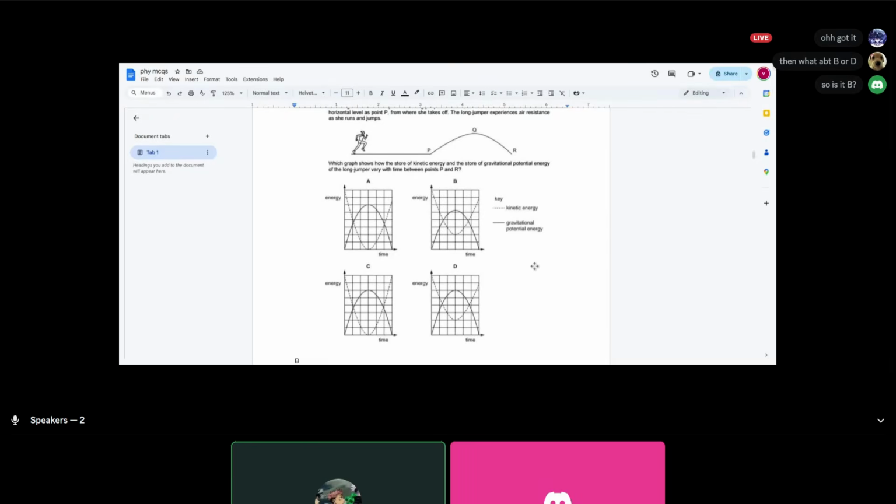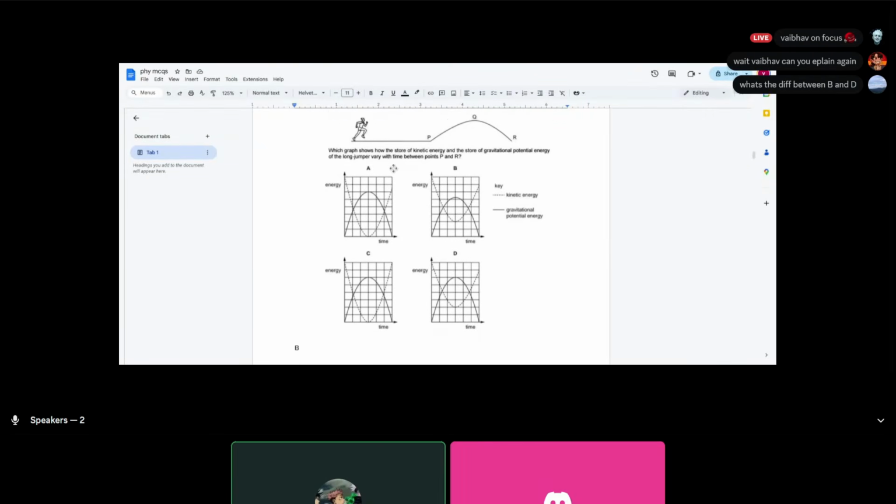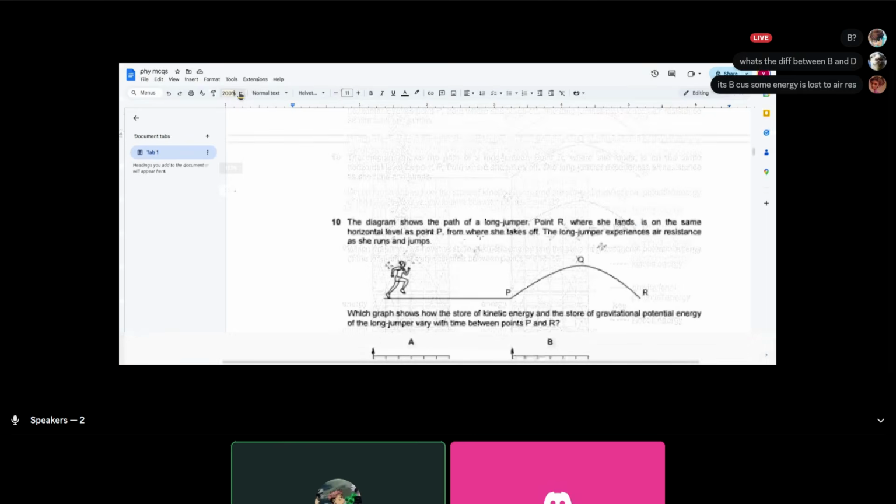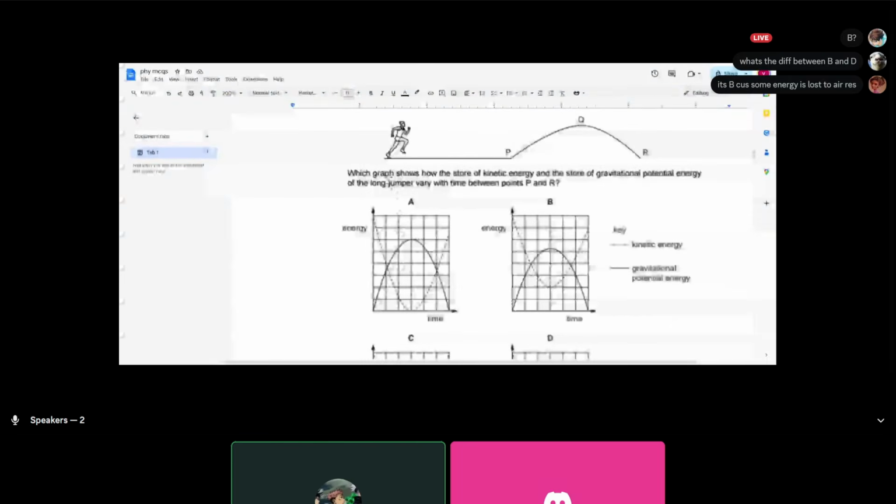Now, in an ideal situation where there's no air resistance, it is B. It's B. It's correct. Now we have to differentiate between B and D. The key point that I told you to remember is air resistance as she runs and jumps, meaning while she's in the air, she's going to decelerate.